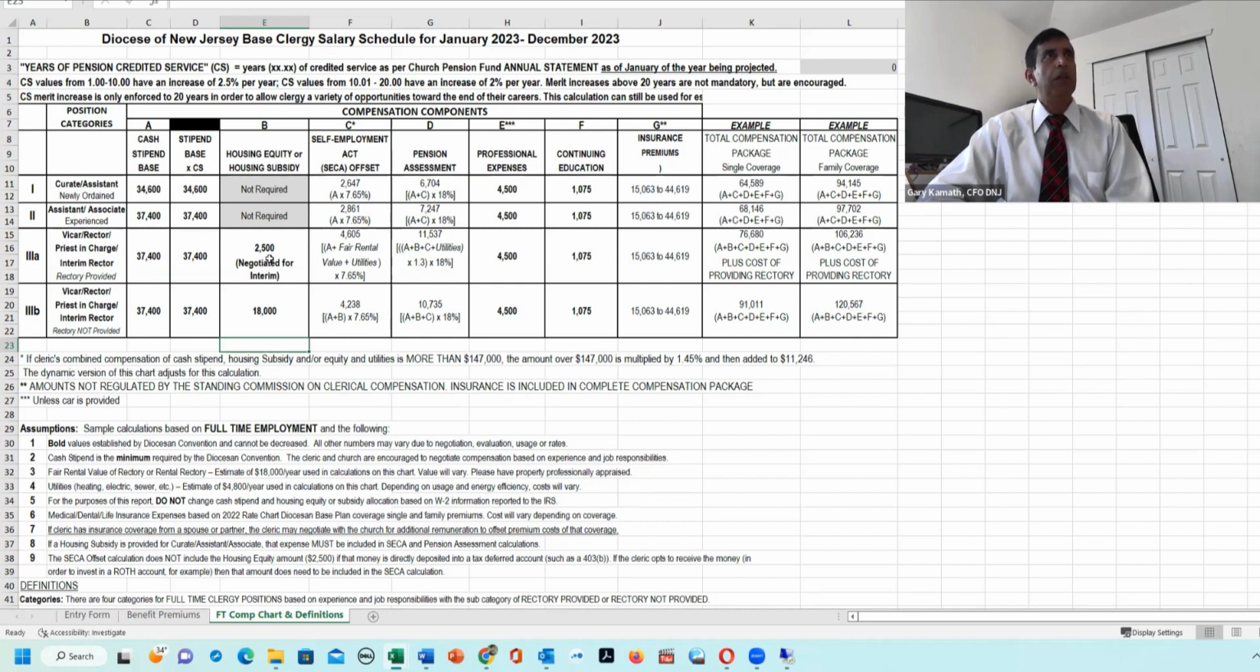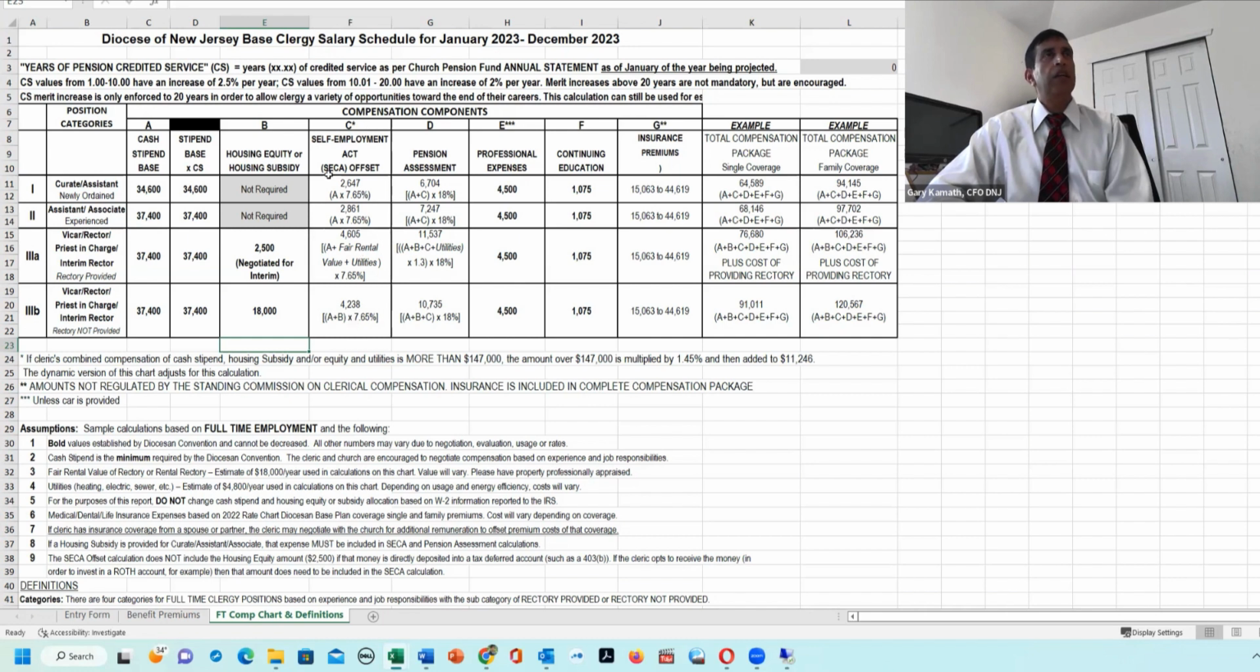These are the minimums: the housing equity, 2,500, negotiated for interim. That's 2,500, that's the minimum. You could change that amount to higher, but it cannot be lower. Same thing with the housing subsidy, 18,000 when the rectory is not provided. And that's also the minimum, it could be more.